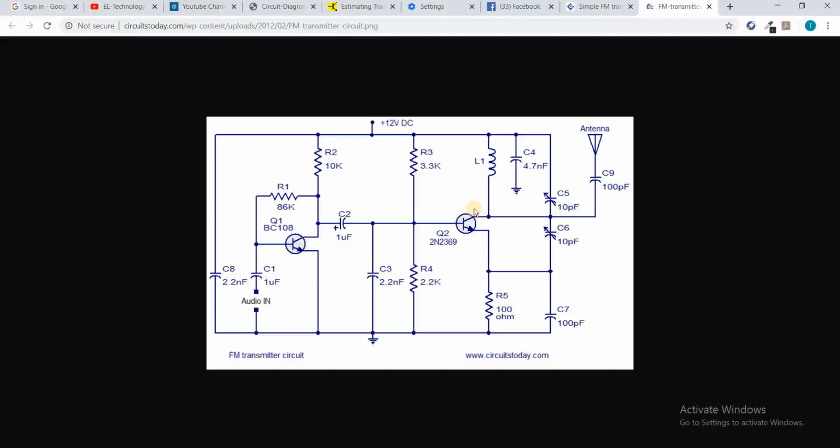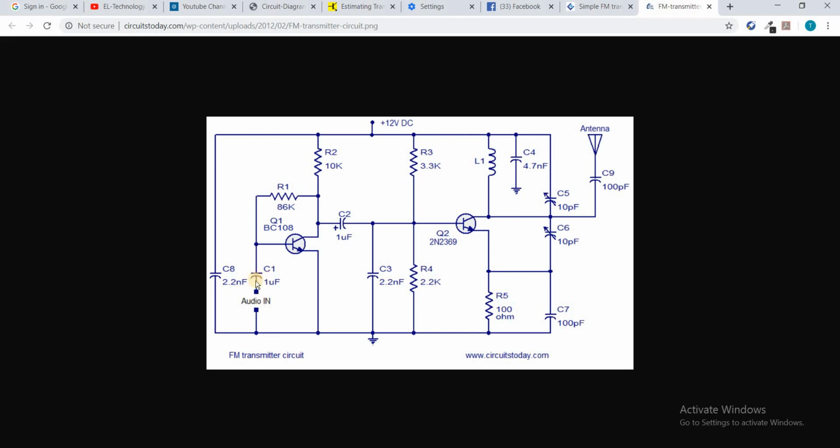This is the circuit of the FM transmitter, and this will be the circuit that we'll be simulating and designing. As you can see, this terminal is labeled audio in. This way you connect your microphone if you are using a microphone, or your audio cable that will be sending the signal or the audio that you want to transmit through the FM transmitter.